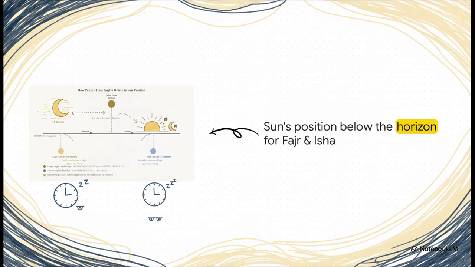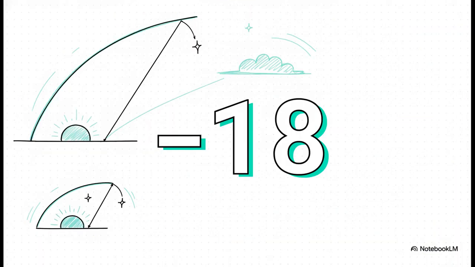But the real complexity? That happens deep in the night. You see, the night prayers, Fajr and Isha, aren't based on a fixed time on the clock. They're actually triggered when the sun dips a very specific number of degrees below the horizon. For example, lots of calculation methods trigger Fajr when the sun hits negative 18 degrees, meaning 18 degrees below the eastern horizon.